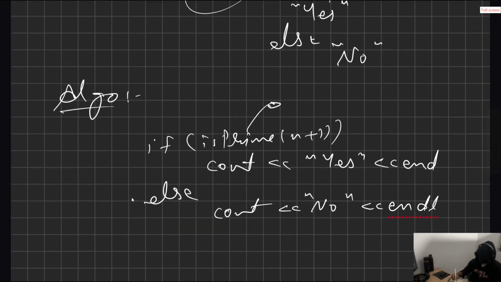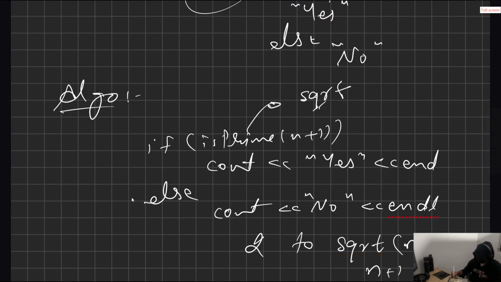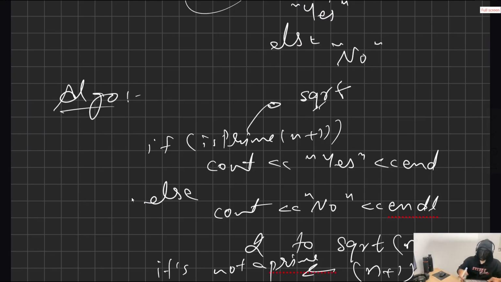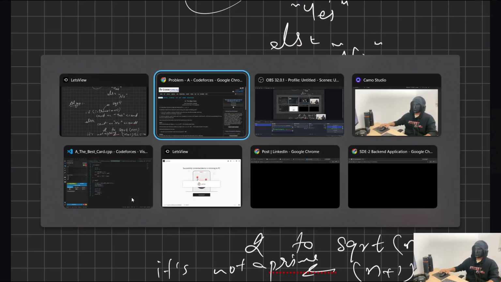We can find a prime number using the square root method. So basically you need to travel from 2 to the square root of that number, the square root of n plus 1, and if any number from 2 to square root of n plus 1, let's say i, divides the number n plus 1, then it's not a prime, else it's a prime number, we can say. So yeah, that's it. So let's go to VS Code and try to solve it.